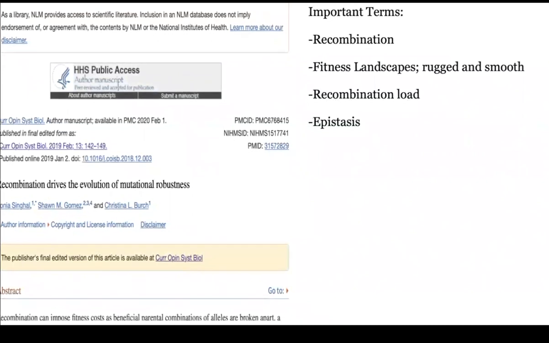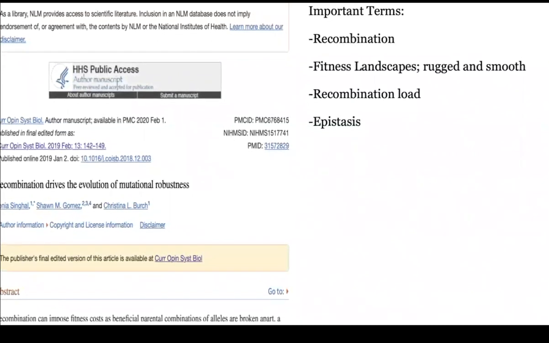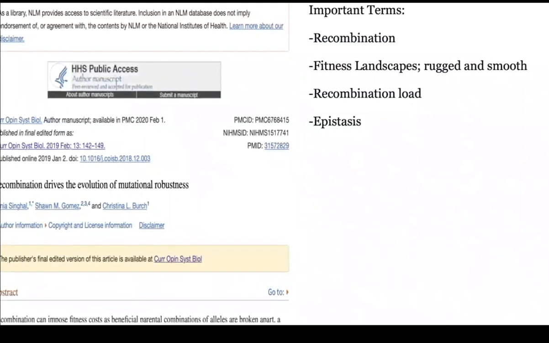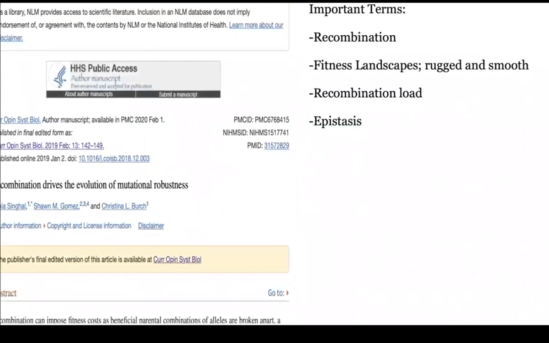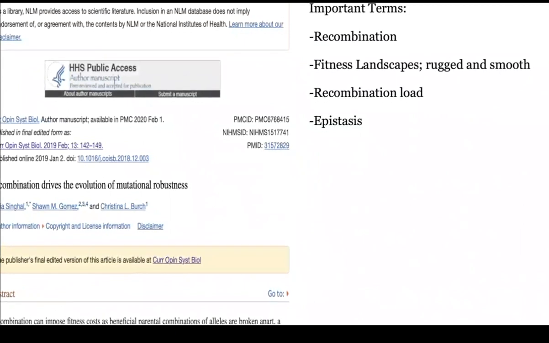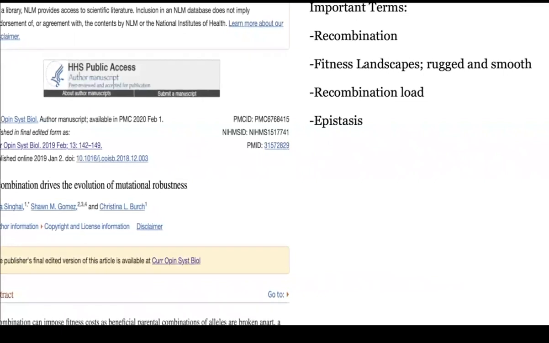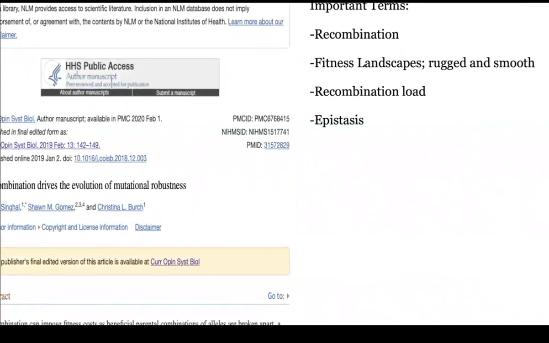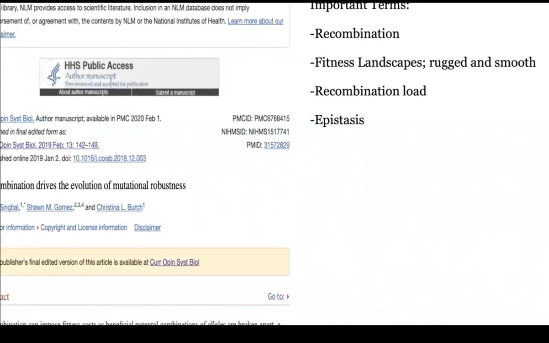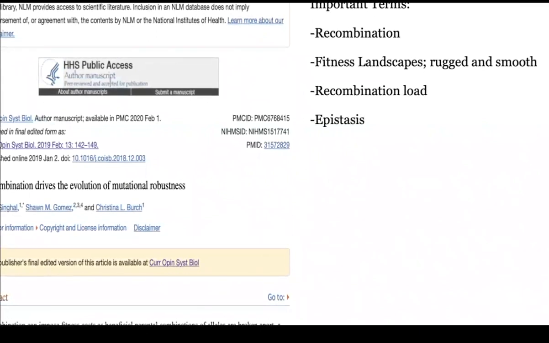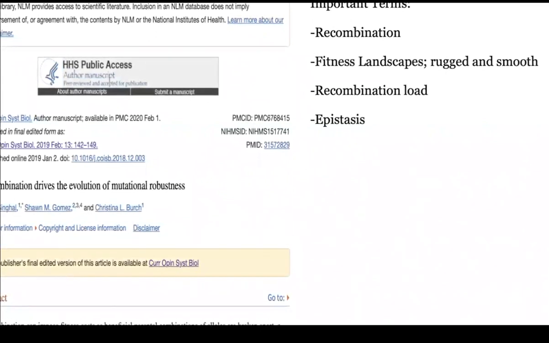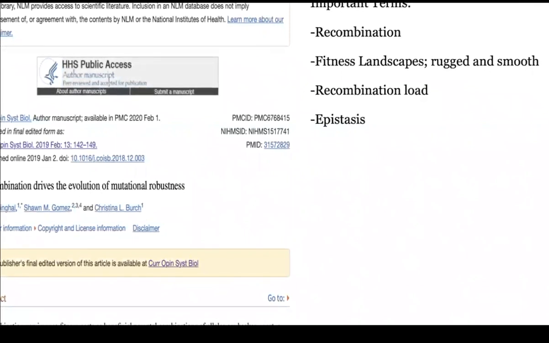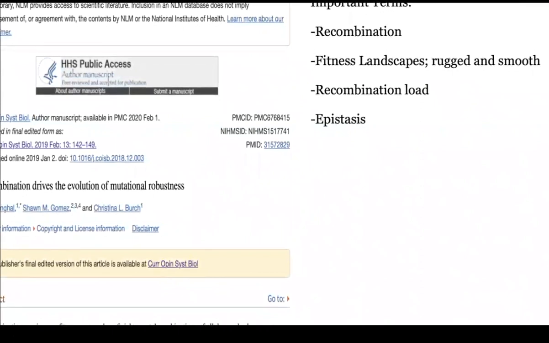Populations will move through this landscape as they experience more mutations. We will see them move up this fitness landscape if their offspring experience mutations that move them around. Fitness landscapes with lots of peaks are considered to be what is called rugged, and those with few peaks are smooth. Another word we should know is recombination load, which is an important term to describe the extent to which offspring have a reduced fitness compared to their parents caused by the separation of favorable allele combinations. The last word is epistasis, which is used to describe how the fitness of an allele can be affected by the genetic background, or the other genes present in a particular organism.